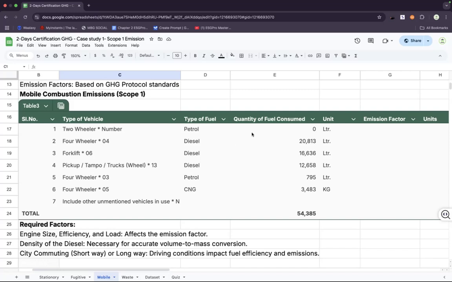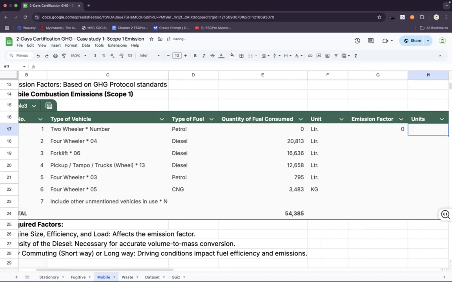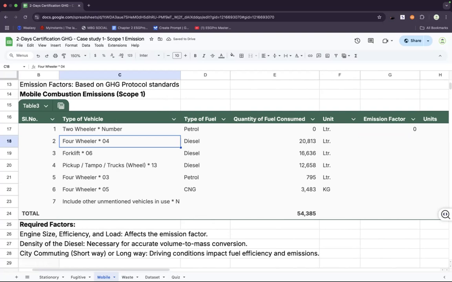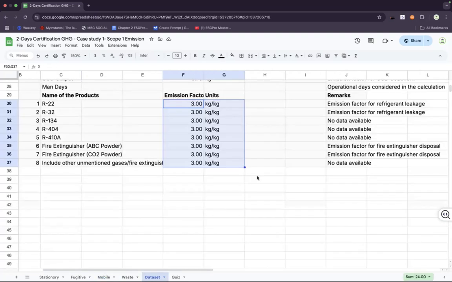table as well. अब यहाँ पे two-wheeler, there is no two-wheeler for the company. Clear? तो emission factor हम 0 ही लेंगे क्योंकि मतलब ही नहीं बनता है. यूनिट हमारा कोई मतलब नहीं बनता है. Carbon dioxide footprint also will be 0. Now let's go to four-wheeler. Four-wheeler में they are consuming 20,813 liters. Data set is in front of you.